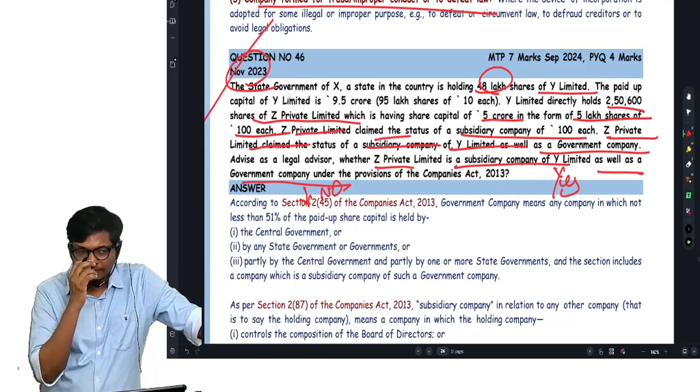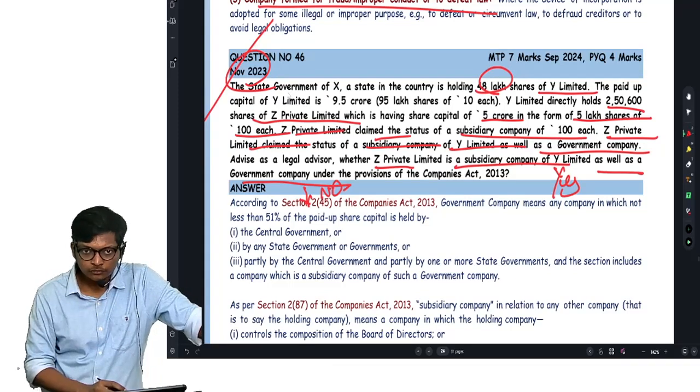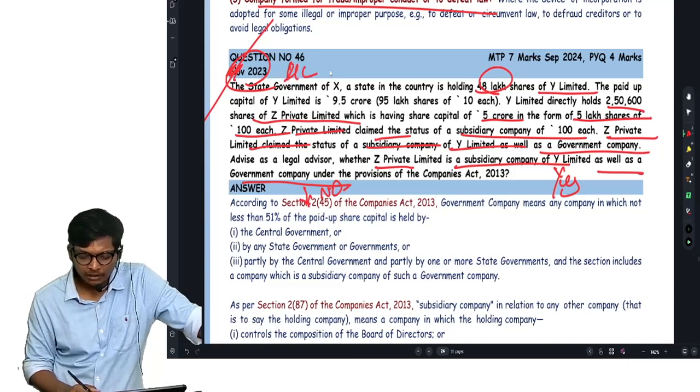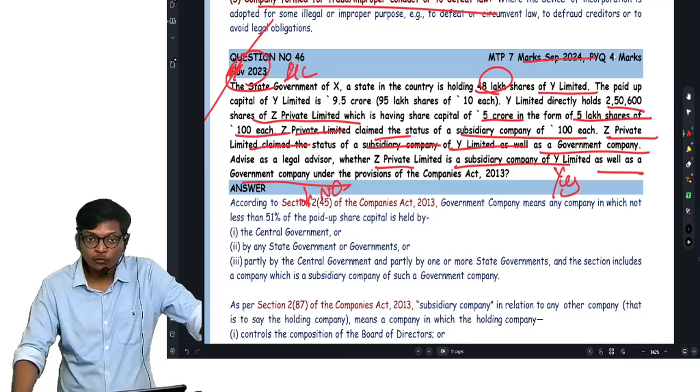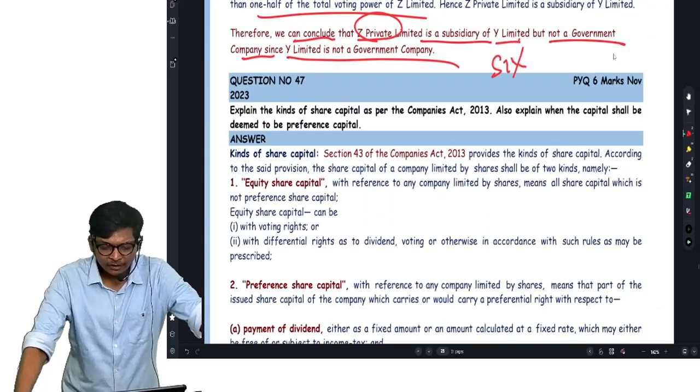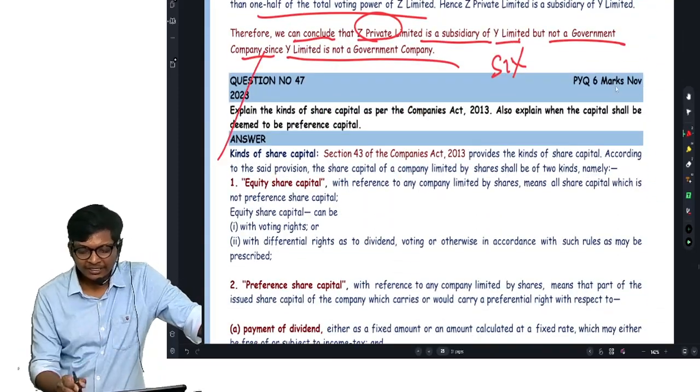December also it came. December, which one? I think December 23, they wrote it as November. Should be that only. And it came for September 24 MTP. Fine. Question 47. I think we also already saw this. If you get it like this, maybe you are lucky.